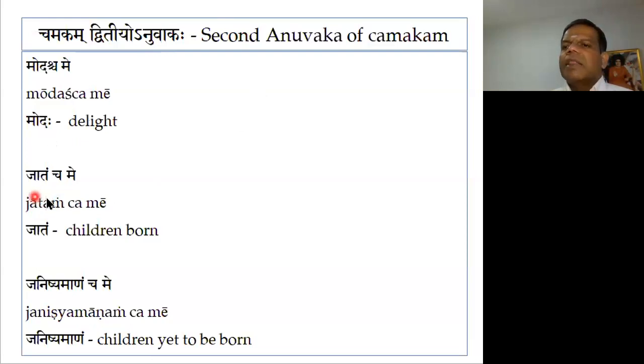The next mantra is Jatam chame. No difficult consonants here either. The simple word is Jatam. Jatam means children born. That's the meaning the commentators have given. But you can say whoever is born is Jatam. Whoever is born in our circle, let them be beneficial. Anyone who is born, let them be beneficial to the world. We are praying to the Lord. Jatam chame kalpatam.